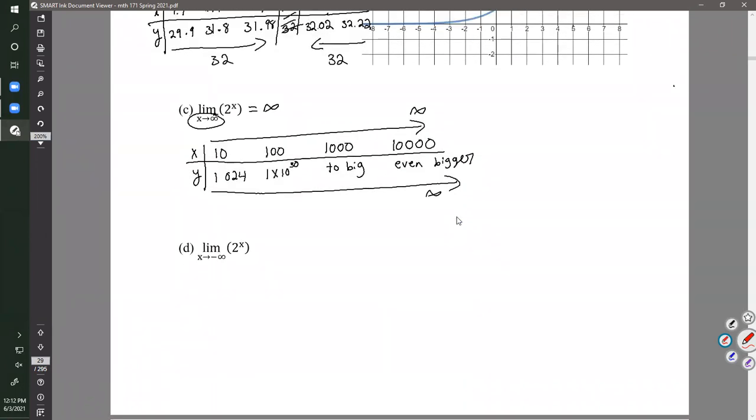Well then, if it's going to infinity when our x's are going to infinity, what is it doing when our x's are going to negative infinity? Go ahead and try this.